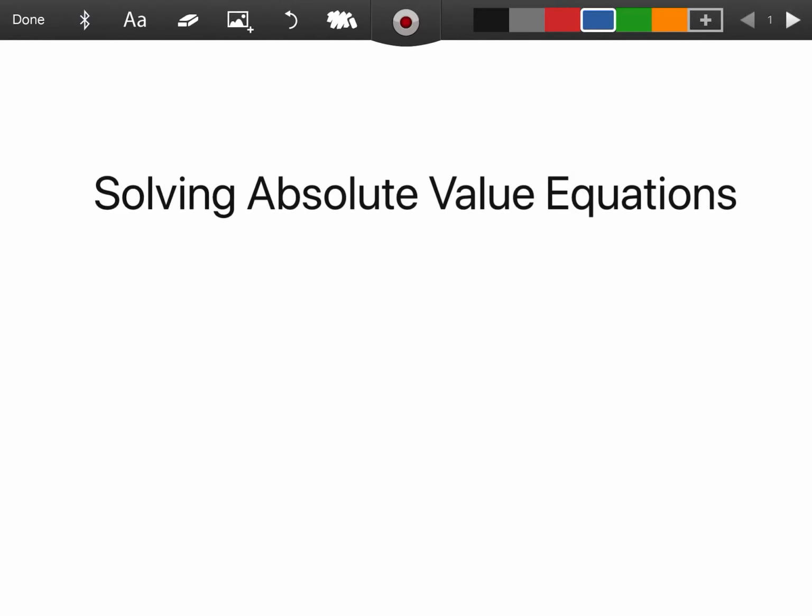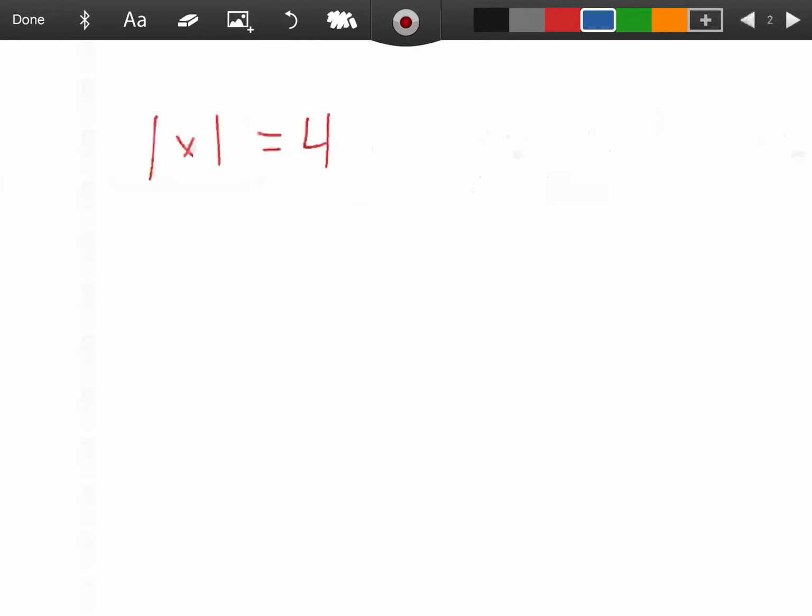In this video, we're going to be going over solving absolute value equations. Obviously, these are just equations that have an absolute value in them, and these can be a little bit tricky at first. However, we're going to start off basic and then work our way up from there, and hopefully you guys will have a solid understanding of this by the end of the video.